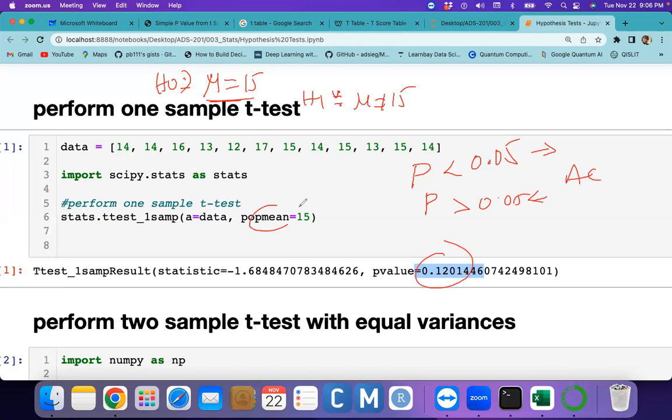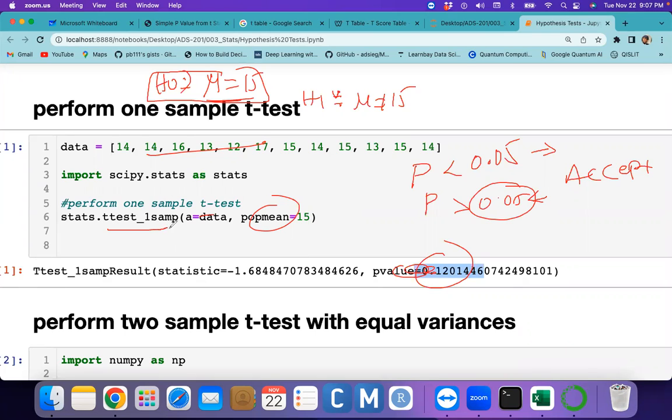So here I'm considering the population mean as 15, and I'm giving the sample data. With the help of this, we calculated the p-value. Here my p-value is greater than 0.05, which means that we should accept the null hypothesis. When you accept the null hypothesis, it means my mean is equal to 15. Clear?